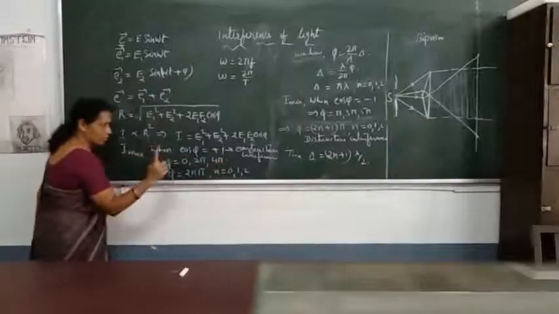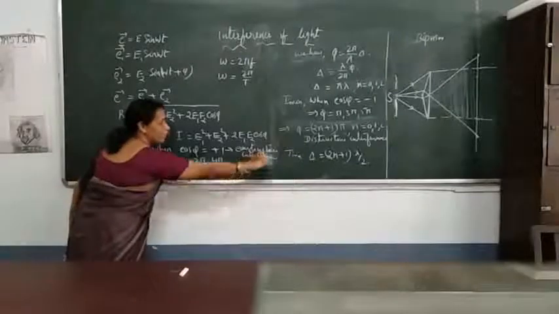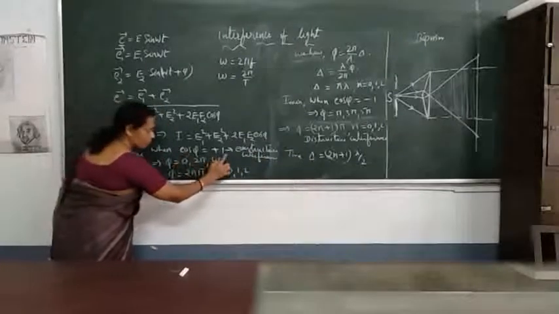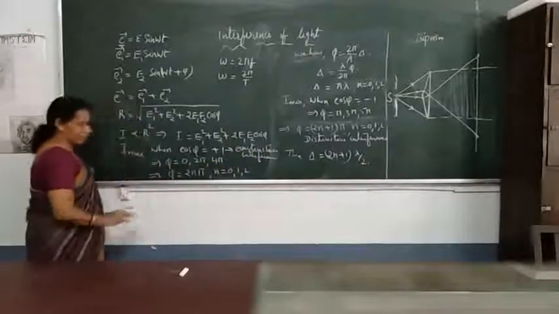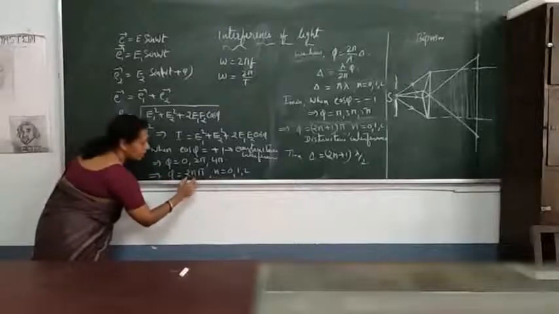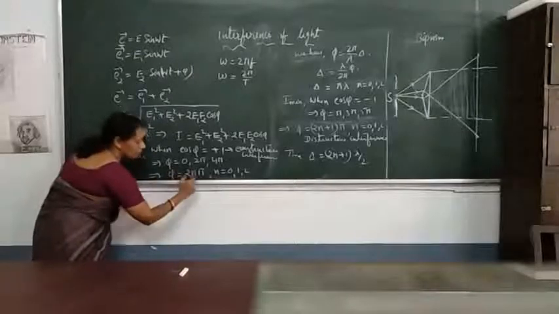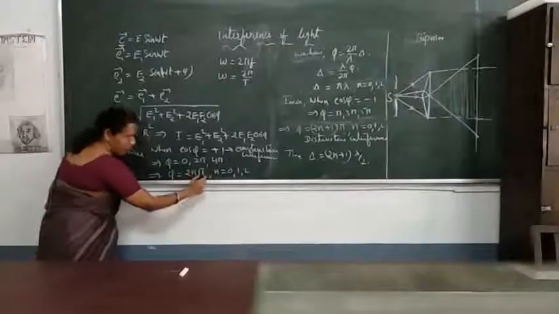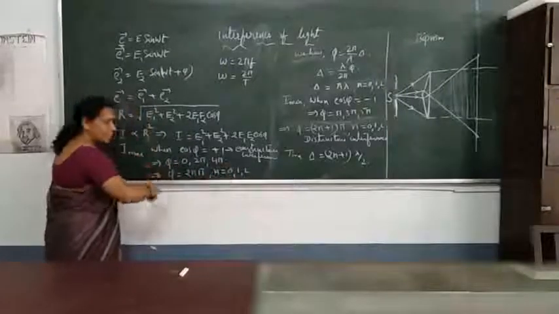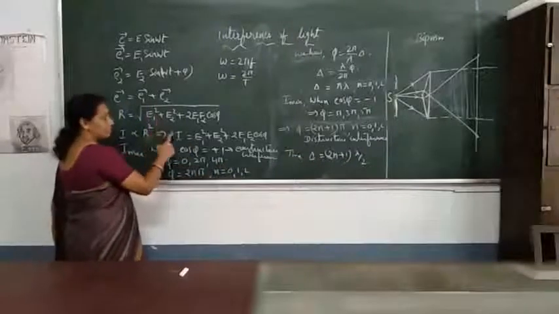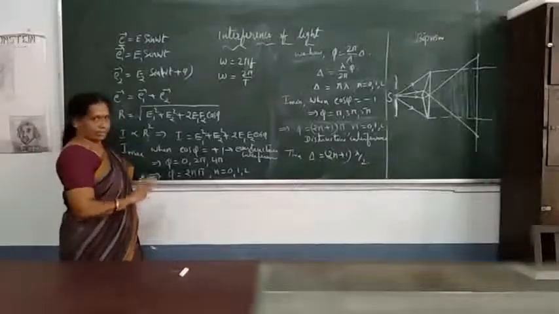This is possible only when phi takes the values 0, 2 pi, 4 pi, 6 pi and so on. Cos phi becomes +1 when phi takes the value 0, 2 pi, 4 pi and so on. Or in general, phi is equal to 2n pi, an even integral multiple of pi, for the values of n as 0, 1, 2, 3 and so on. In all such cases, for all those phase values, the intensity of the resultant wave is maximum. This is called constructive interference.